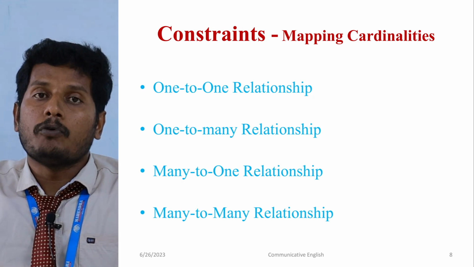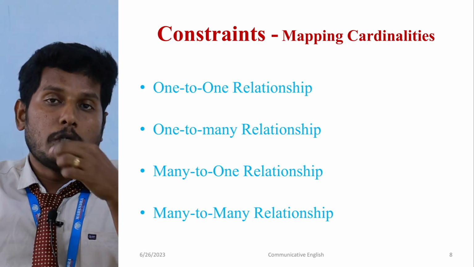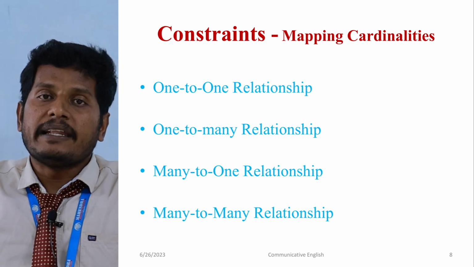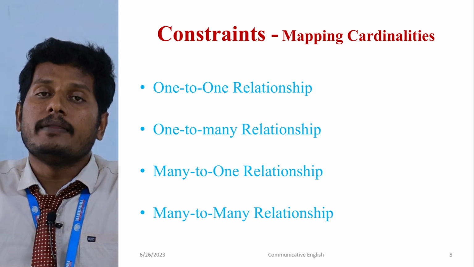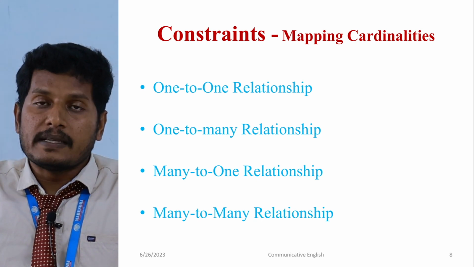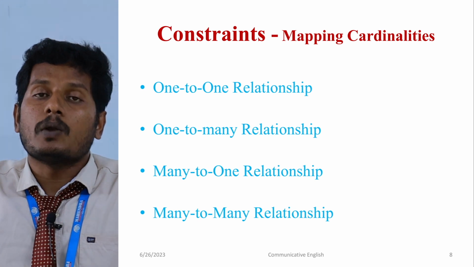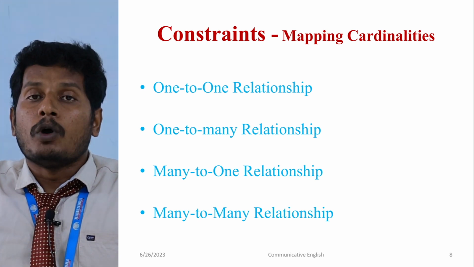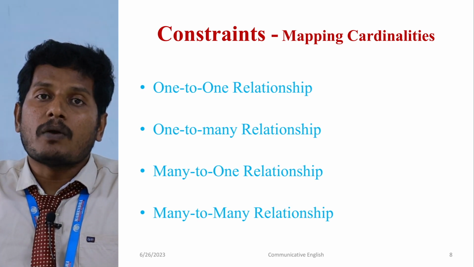There are four mapping constraints: one-to-one relationship, one-to-many relationship, many-to-one, and many-to-many relationship. One-to-one relationship means one employee works for one department. This is called a mapping cardinality.